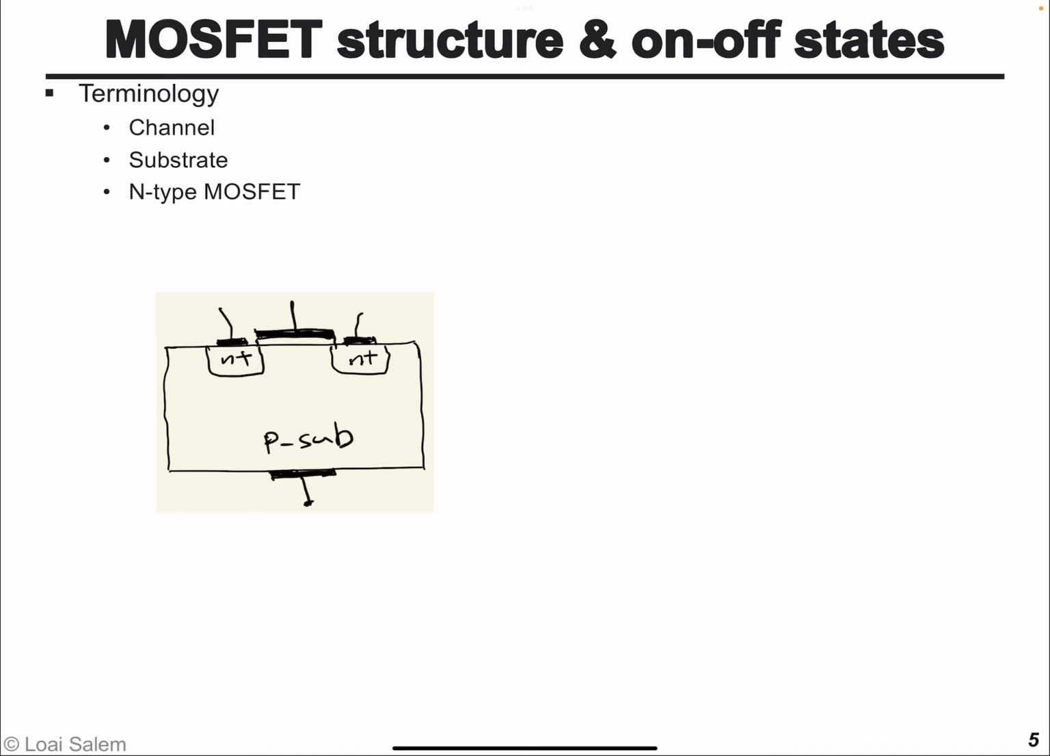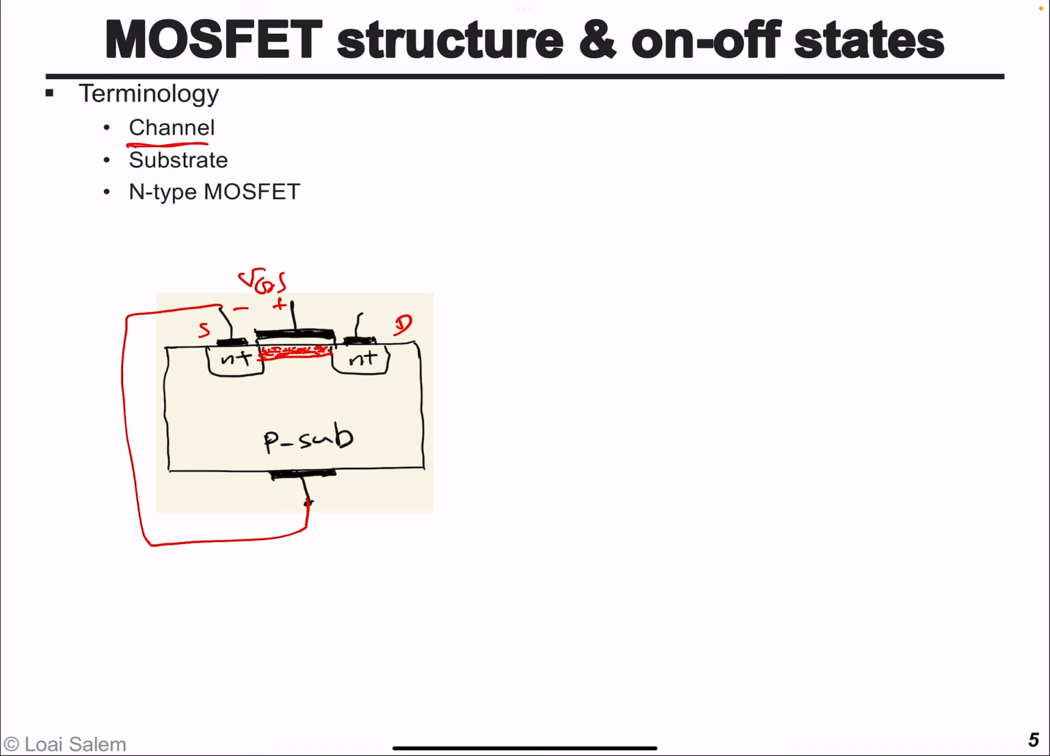Now again, I mentioned that when we have enough voltage difference between the gate and source, we pull enough electrons underneath the gate that establishes a conducting channel between the drain and source. Of course, the body and source terminal are typically shorted together or connected together. This region that contains the conducting electrons is called the channel.